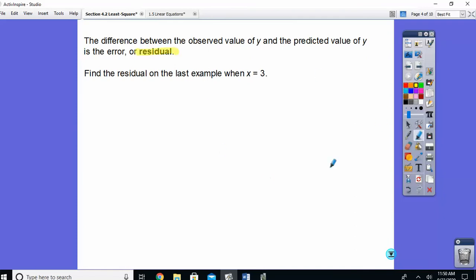A residual. This is on your formula packet. If you look, we're in chapter 4. Yesterday we talked about correlation coefficient. The column right next to it tells us your residual. So it's the difference between the observed y and the predicted y. So if you wanted to write it on your notes, I would just say residual equals observed y minus predicted y.